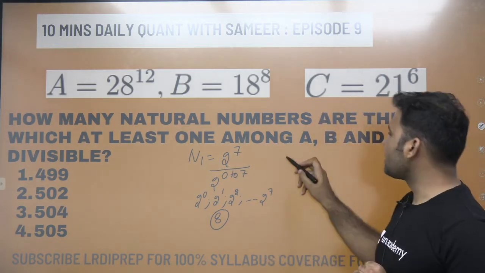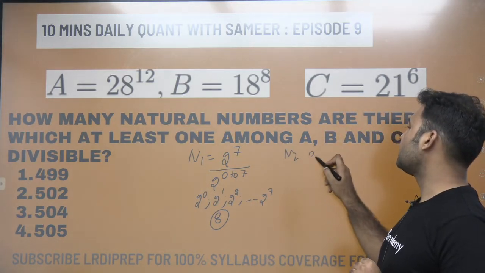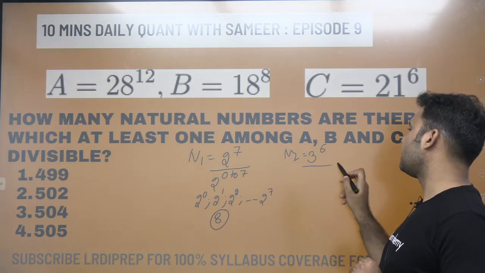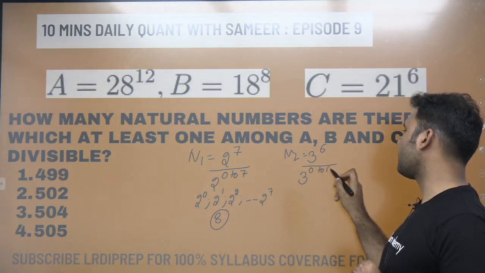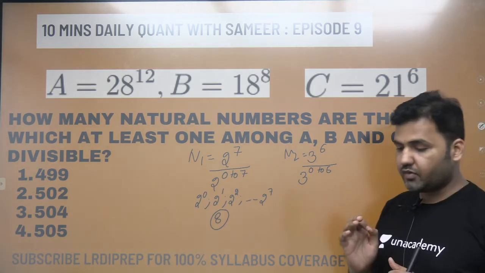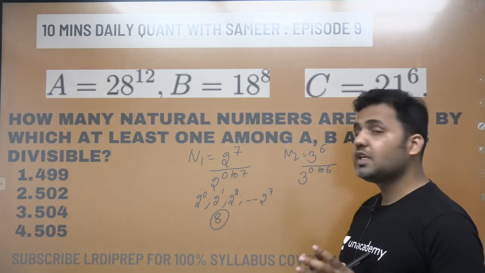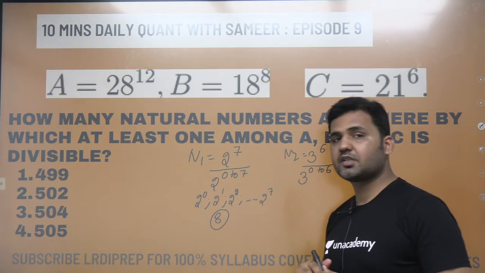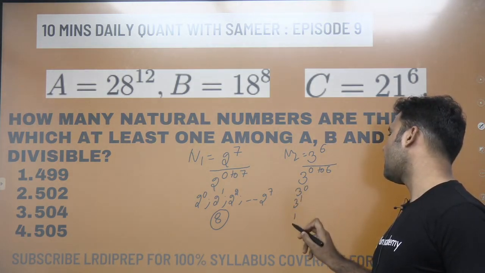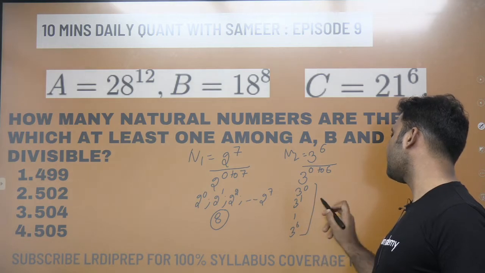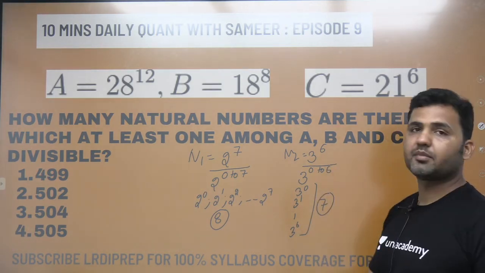And let's say there's another number n2, which is 3 power 6. Now for 3 power 6, any power of 3 from 0 to 6 will be a factor of this number. If the power of 3 is more than 6, it cannot be a factor of this number, right? So 3 power 0, 3 power 1, 3 power 2, up to 3 power 6. In total, there will be 7 factors of this number.